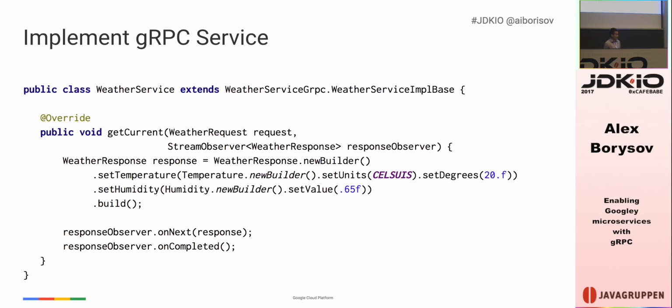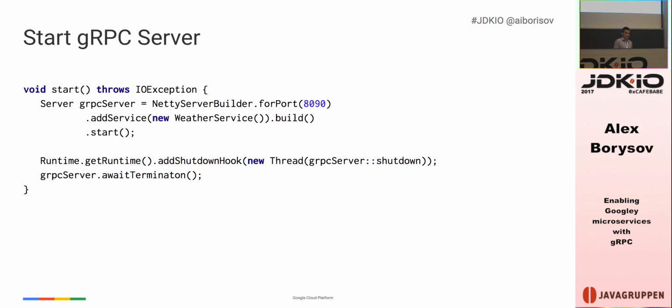The simplest implementation will look like this. We use a builder to create a response, we pass it to onNext, and we complete the stream using the method onCompleted. Now we have to put the service into a gRPC server. We use the native server builder, we set the port, we add our service, and we call start. Here we could add multiple services. For this purpose, we would call add service multiple times.